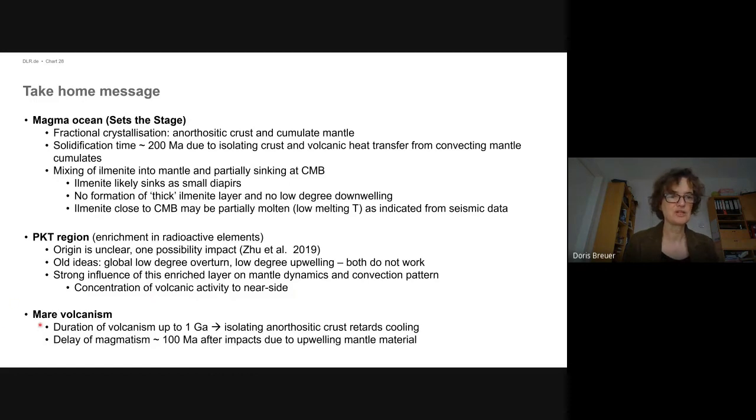And concerning the duration of the mare volcanism, that's easy to understand if you consider that the anorthositic crust is insulating because of its low thermal conductivity. And this I haven't addressed, but what we typically see is that when you have an impact basin, there's typically a delay of 100 million years, which could be due to upwelling mantle material. When you have an impact, it takes some time for the mantle flow to get up and to melt there. That could explain the delay of magmatism.